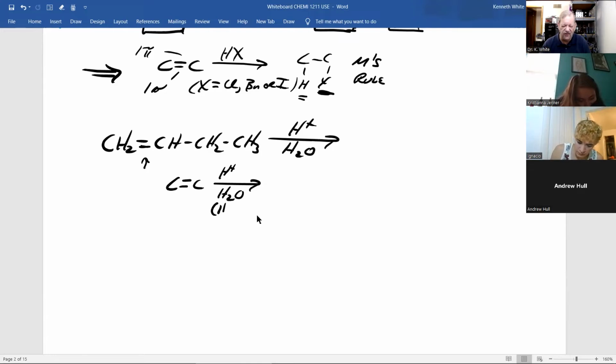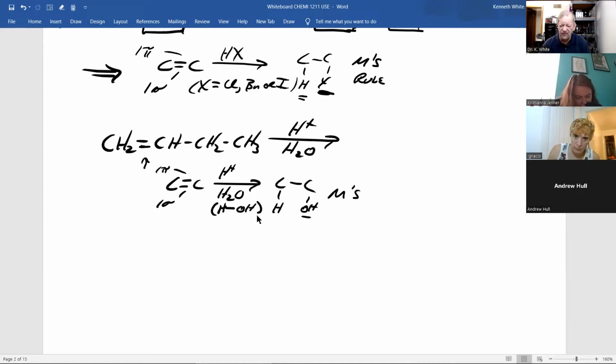And think of water as HOH. You break the pi bond. Remember, it has one pi bond, one single bond. One carbon gets H, the other gets the hydroxyl group OH, and it follows Markovnikov's rule.